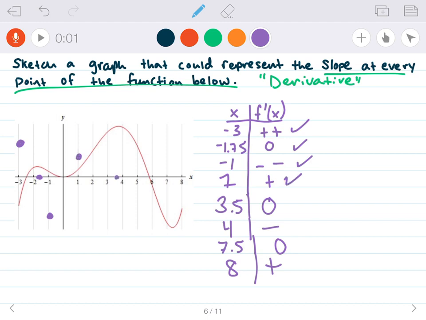At 3.5, we have 0. At 4, it's going to be negative. At 7.5, it's going to be 0. And 8 is going to be positive. All right, so then we just connect our dots, make a smooth-ish kind of curve. And there we have it, a rough sketch of our derivative.